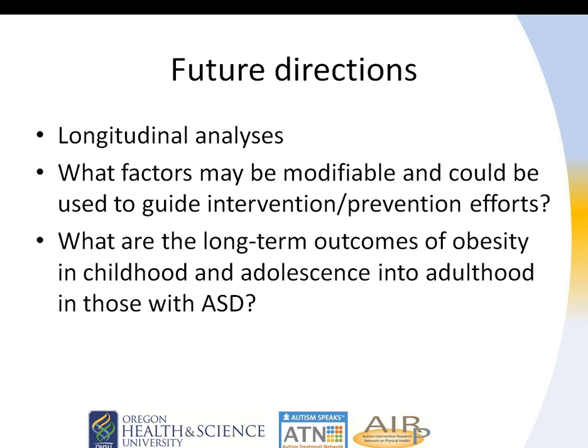So our future directions are to conduct longitudinal analyses, which we're working on right now, to look at trajectories of weight gain or lack of weight gain over time. So we're hoping to be able to look at some of the factors that might be associated with kids who have more than one data point of BMI data, and look at the factors that are associated with increases in BMI over time, or maybe factors that are associated with healthy weight maintenance over time. And we're really interested in looking into what factors might be modifiable and could be used to guide intervention and prevention efforts in these kids.